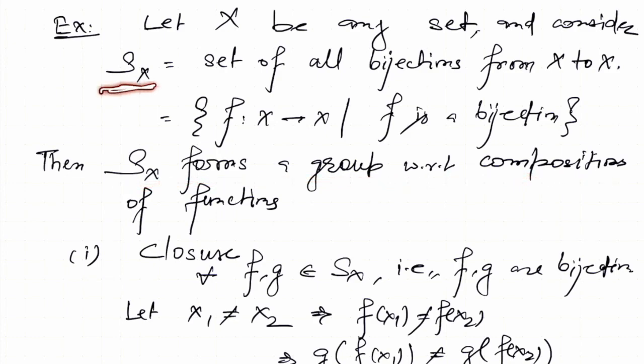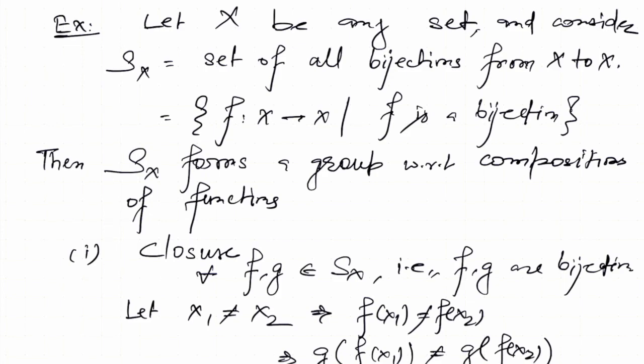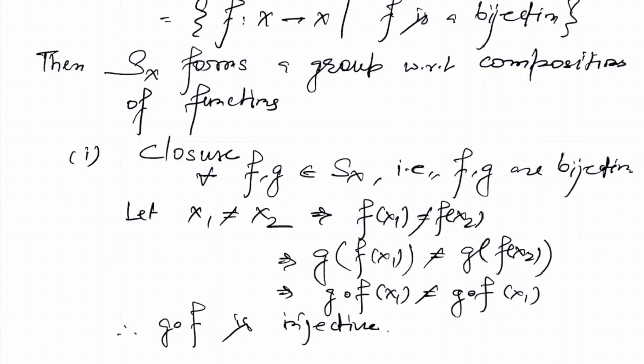The set S_X contains functions. So what should we expect in this set as a binary operation? Composition of functions. We know if we compose two functions, we always get a function. First thing we will look at is the closure property. That is, if we compose two bijections, we will get a bijection. Suppose you have two bijections on X, f and g belong to S_X, that is, f and g are bijections.